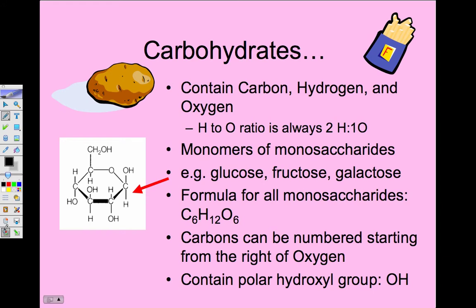We can number the carbons starting from the right of the oxygen. If you notice in this ring of glucose, we have an oxygen here in the ring, right here. So this is carbon number 1, 2, 3, 4, 5, and 6 up here. And all carbohydrates contain a very important functional group called a hydroxyl group, right here.